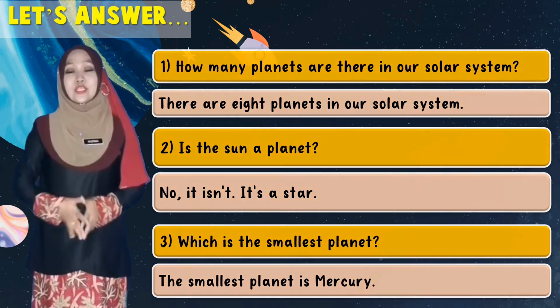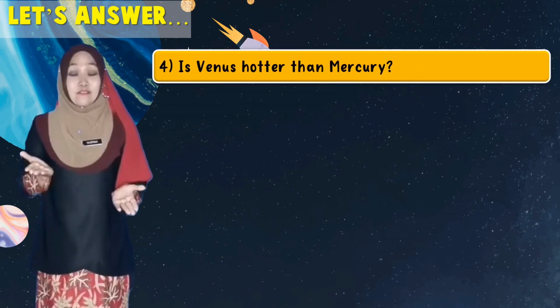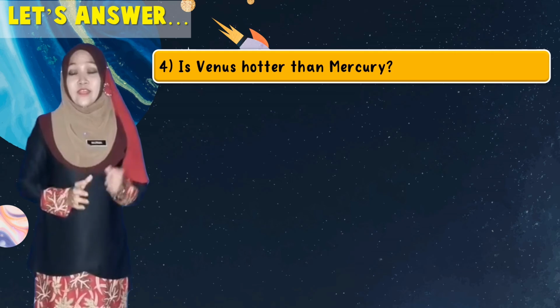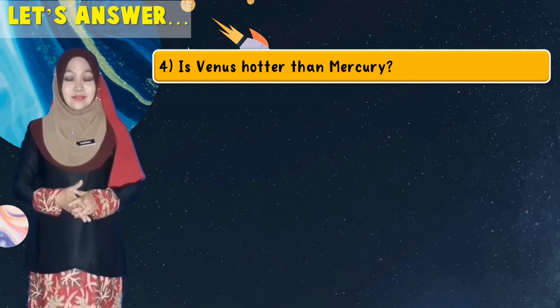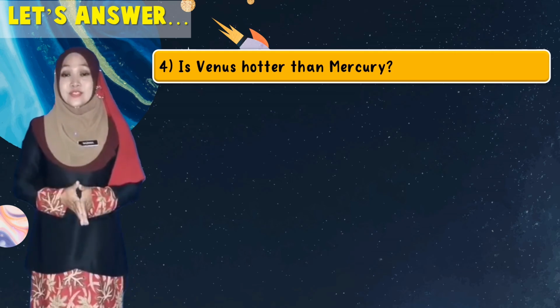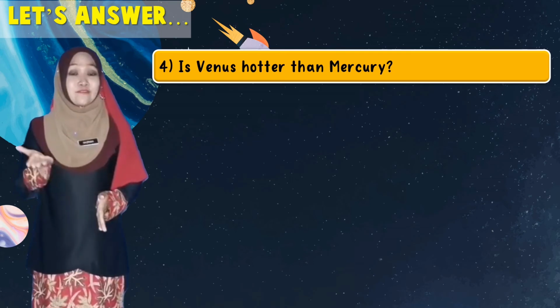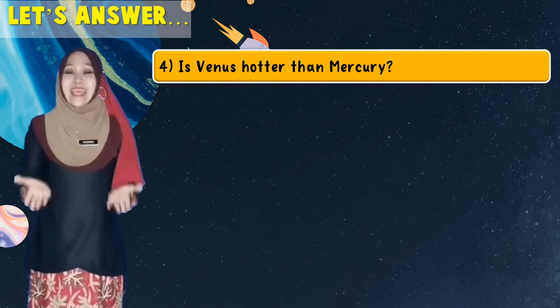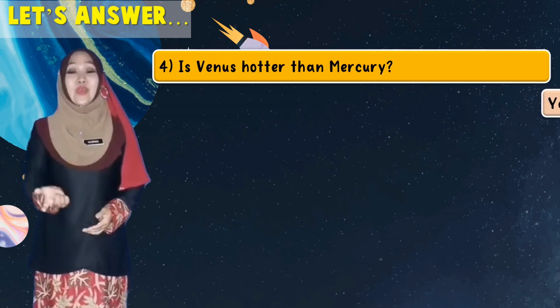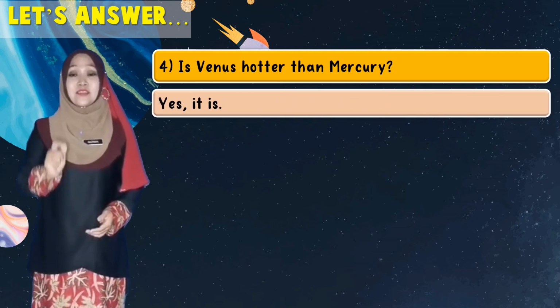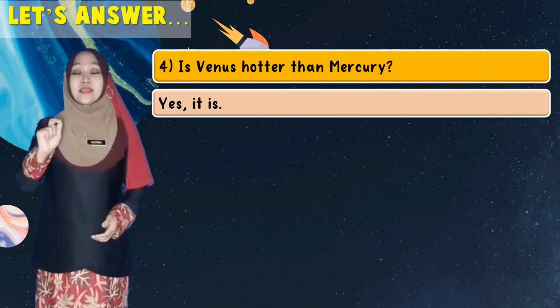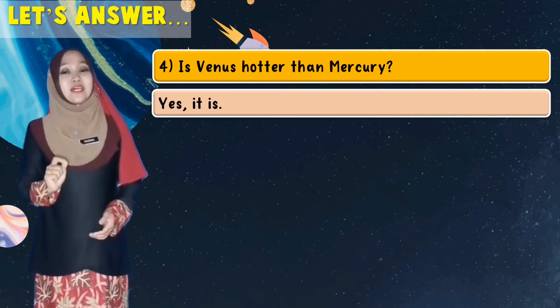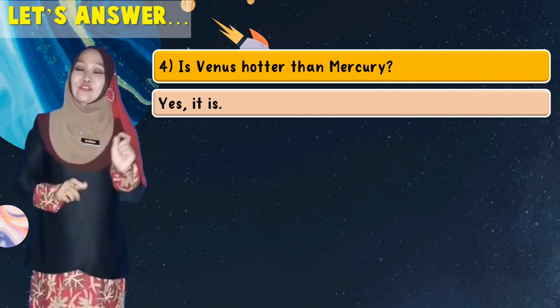Next question, question number 4. Is Venus hotter than Mercury? So what's the answer? Do you still remember? Is Venus hotter than Mercury? Yes, it is. So you have to start writing the answer by capital Y. Yes, comma, it is. Full stop.